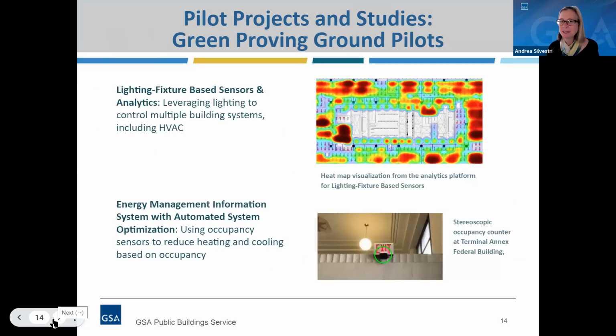So GPG has completed 2 evaluations looking at how we can use occupancy data to optimize building operations. One was a lighting fixture-based sensors and analytics technology that uses occupancy sensors in a lighting system to control multiple building systems, including the heating, ventilation, and air conditioning. And the other was an energy management information system with automated system optimization that uses occupancy sensors to reduce heating and cooling based on occupancy.